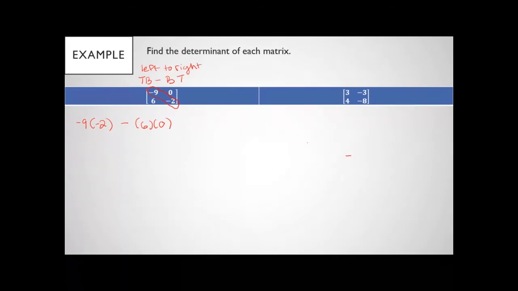Might be a way to help you remember it. So you're just literally multiplying those together. So we have 18 minus 0, and so the determinant of that matrix is 18. So if that matrix was involved in a system that we were trying to solve, that means we would have a solution. Or if you were trying to find the inverse of that, that means there is an inverse.